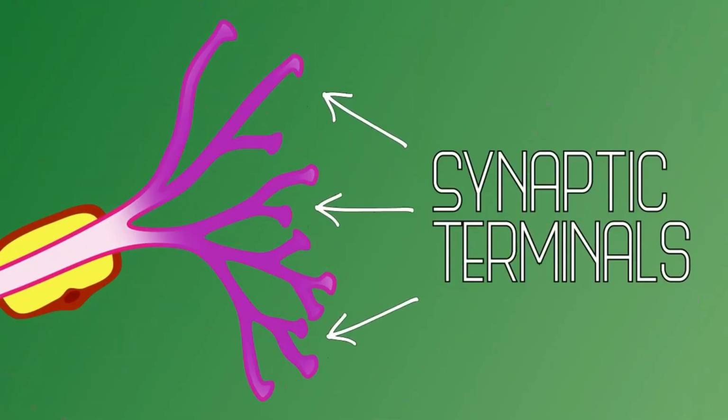Finally, along the axon and at the end are synaptic terminals. This is where the neuron connects with the dendrites of other neurons to transmit information. And there you have it, a basic overview of the parts of a neuron. Neurons are the most well-known cell in your brain. But it's important not to forget the other cell types.